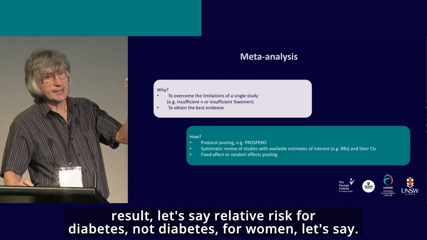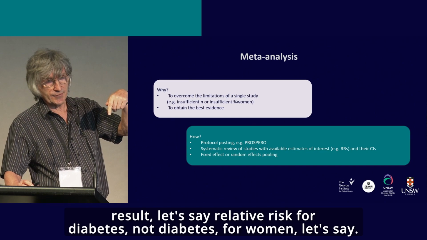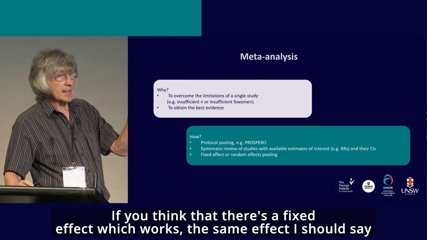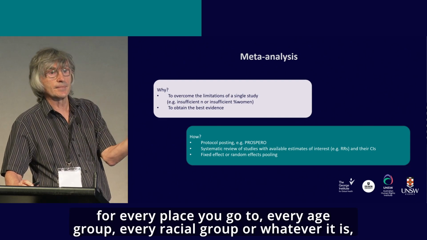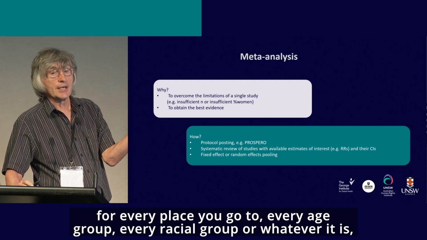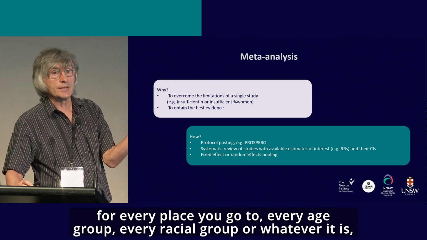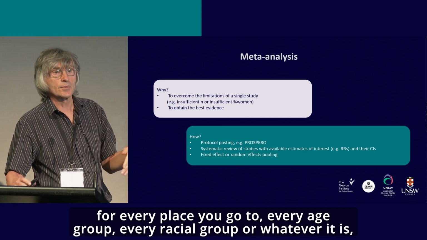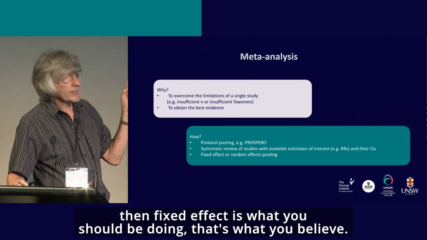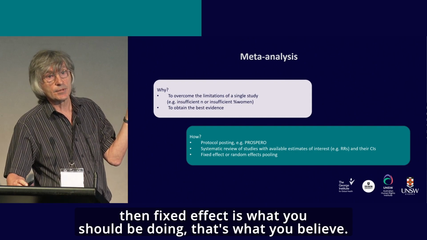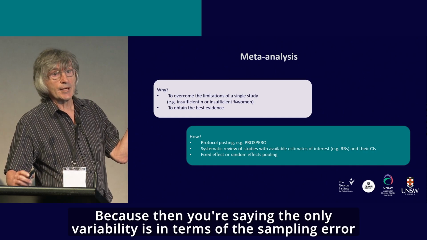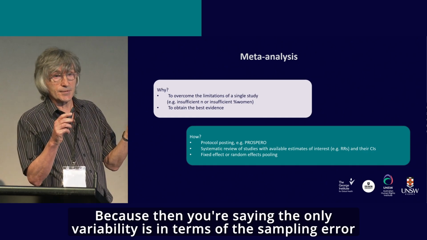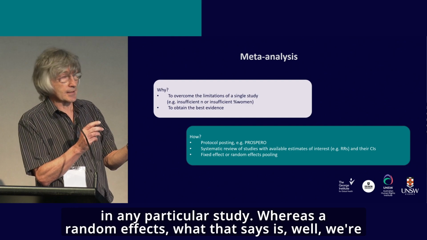Let's take the relative risk for diabetes to not diabetes for women, let's say. If you think that there's a fixed effect which works, the same effect, I should say, for every place you go to, every age group, every racial group or whatever it is, then fixed effect is what you should be doing, if that's what you believe. Because then you're saying the only variability is in terms of the sampling error in any particular study.